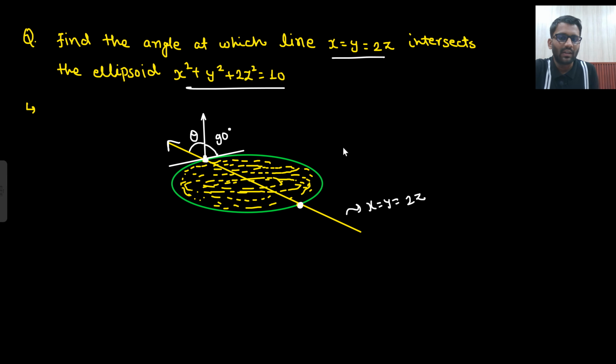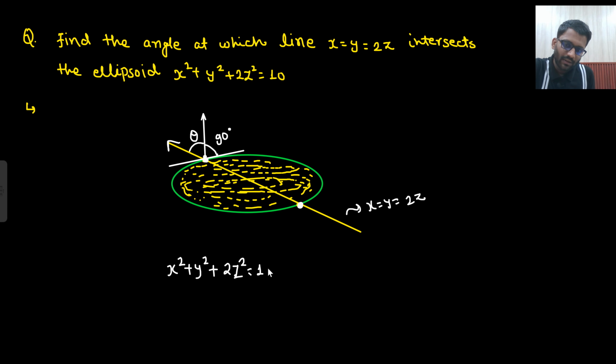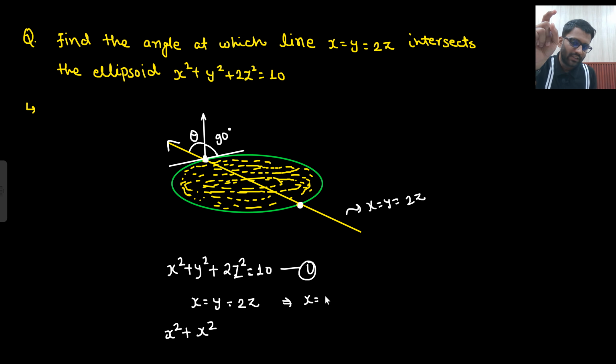I have two equations. I can solve both of the equations, right? So I have one of the equations, x square plus y square plus 2z square equals 10. If both are intersecting, that means the values here will satisfy both equations. So from this particular equation, x equals y equals 2z, what I can know is that x is equal to y. So in place of y, I can replace x. This is equation 1. And in place of z, I can replace x by 2. From here, what did you get to know? That x is equal to y and z equals x by 2.